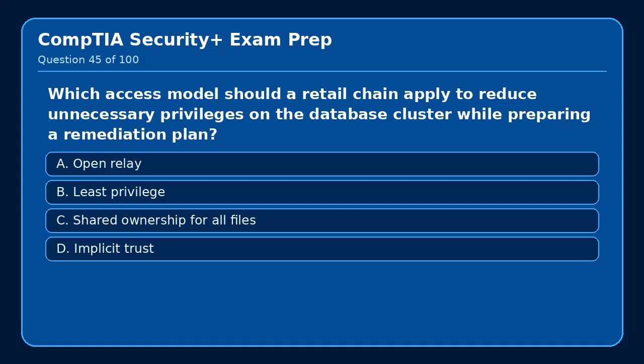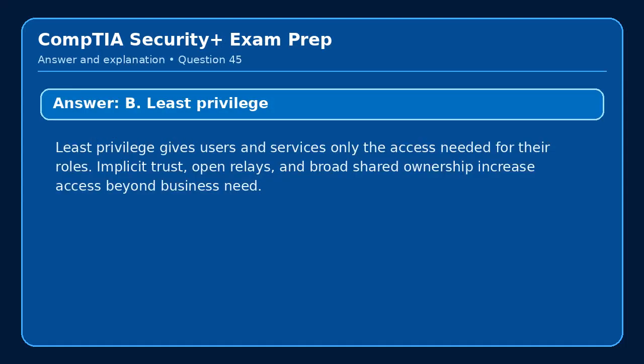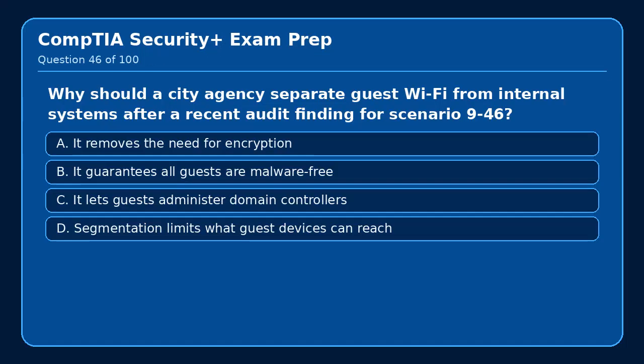Question 47. After malware is detected on a laptop at a research lab, which immediate containment step is appropriate during a pilot deployment for scenario 9 to 47? A. Quarantine the device from the network. B. Connect it to every file share for testing. C. Copy known executables to production servers. D. Disable all security tools.